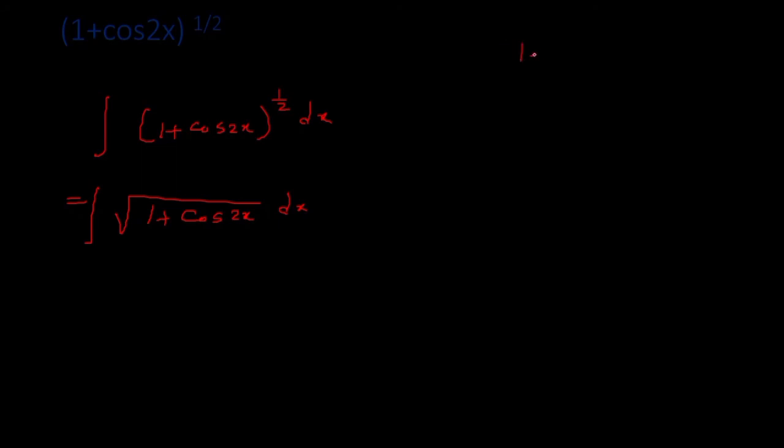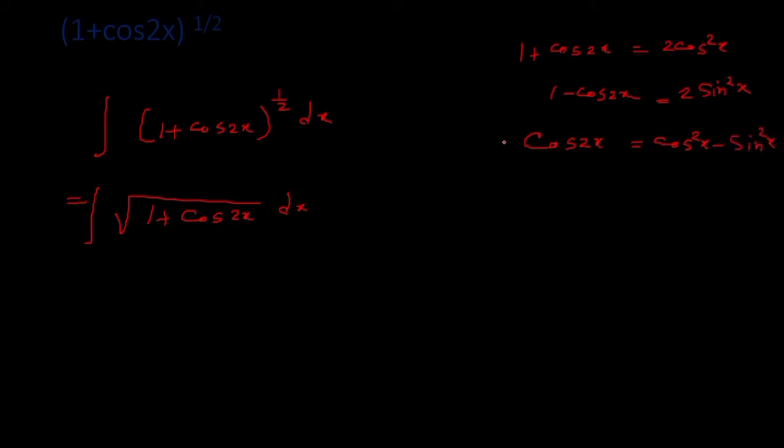Number 1, 1 plus cos 2x is 2 cos square x, 1 minus cos 2x is 2 sin square x, and cos 2x equals cos square x minus sin square x. So here we will apply this one. Here root over of 1 plus cos 2x, we will apply 2 cos square x dx.